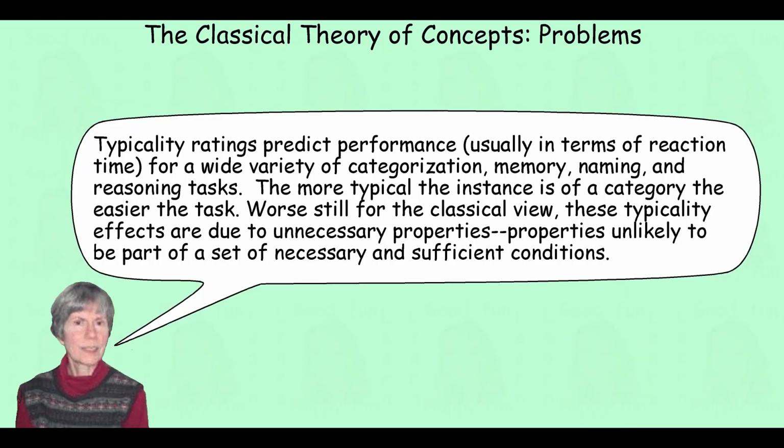Moreover, typicality ratings predict performance, usually in terms of reaction time, for a variety of categorization, memory, naming, and reasoning tests. The more typical the instance is of a category, the easier the task. Worse still, for the classical view, these typicality effects are due to unnecessary properties, properties unlikely to be part of a set of necessary and sufficient conditions.